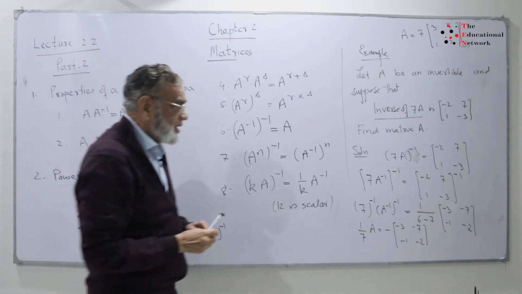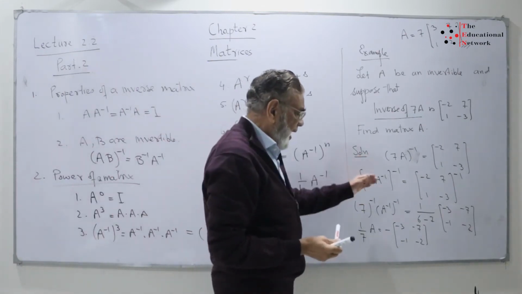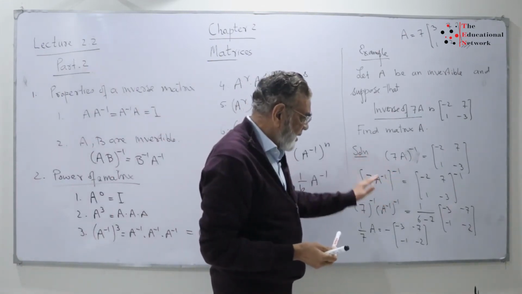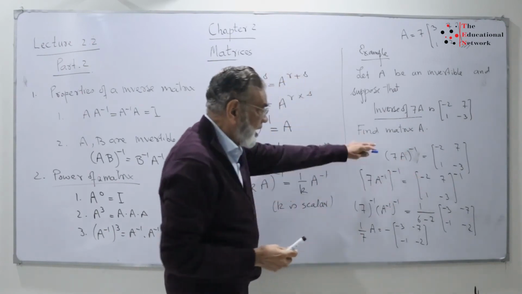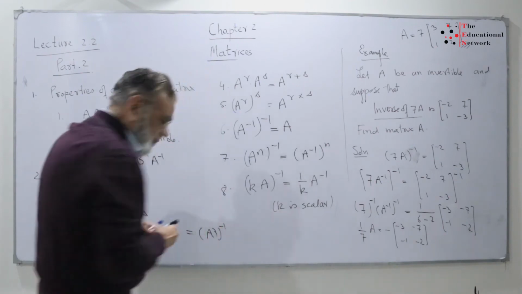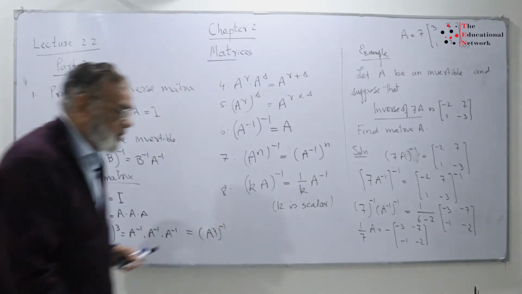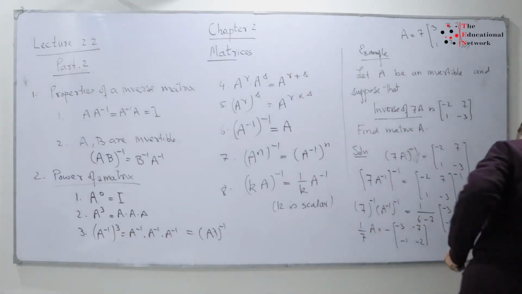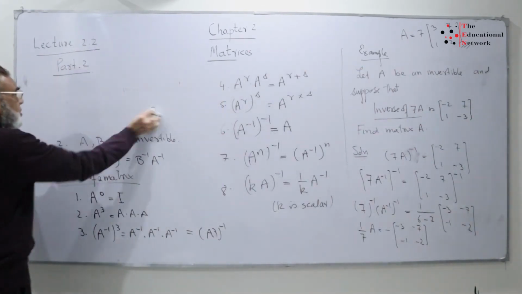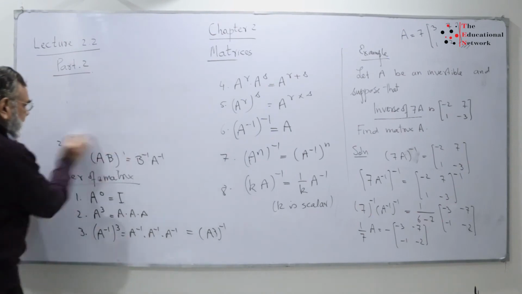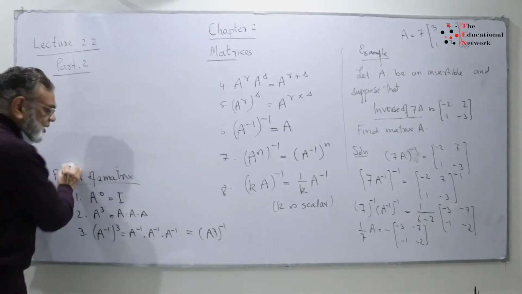You can take only the inverse of this one, then multiply by 7 and solve this first. For example, I can tell you the second way of doing that, and then you can take the inverse of that and solve it.